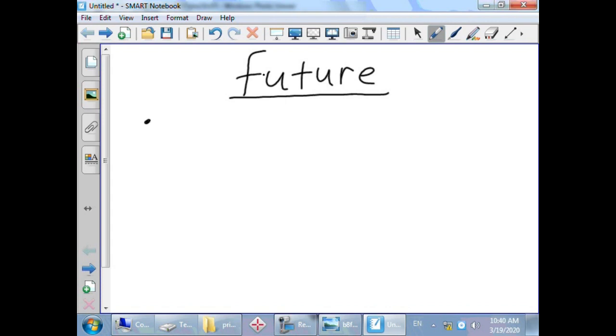First, when we talk about predictions. Now, what's the meaning of predictions? When you predict that something will happen. So for example, it will be a long and tiring journey. Okay, so you predict something that will happen.